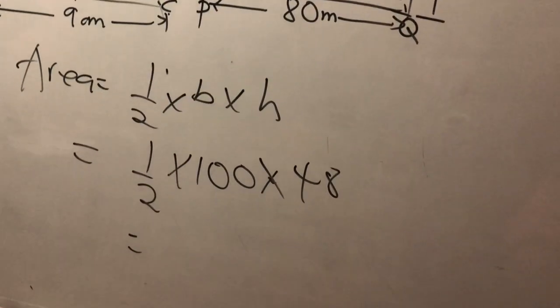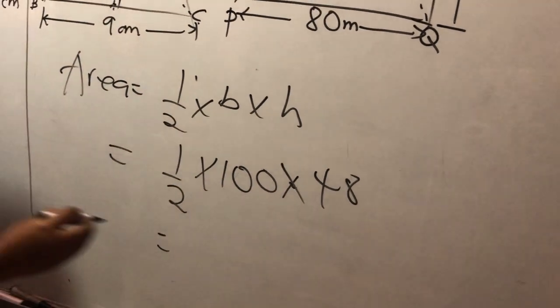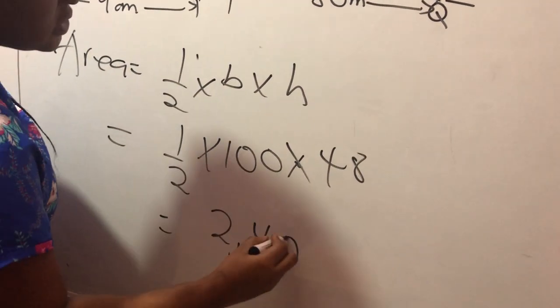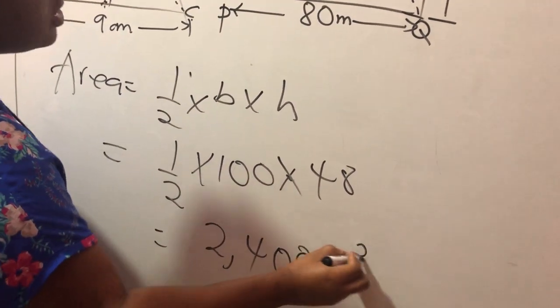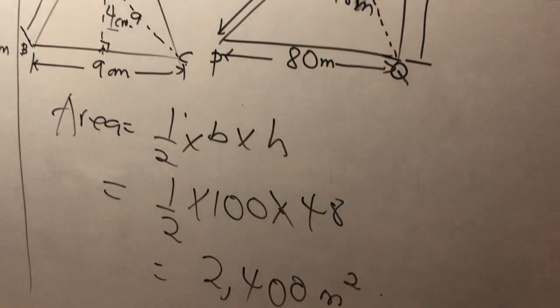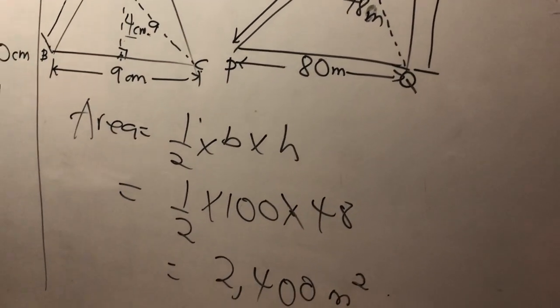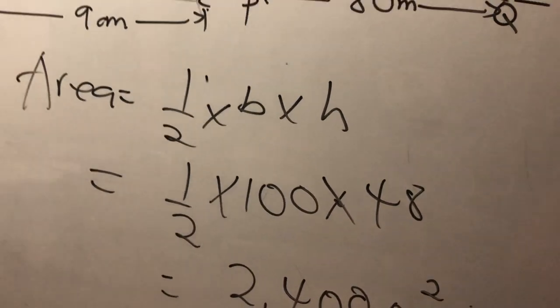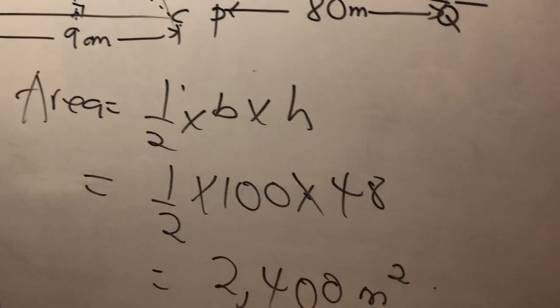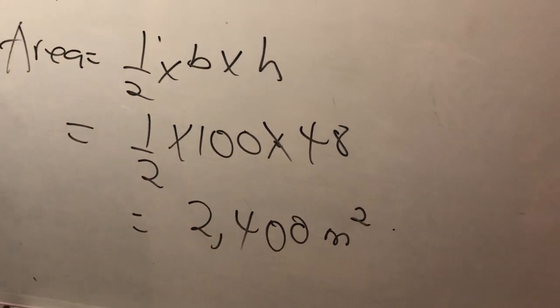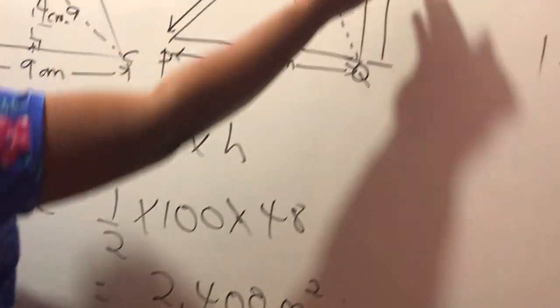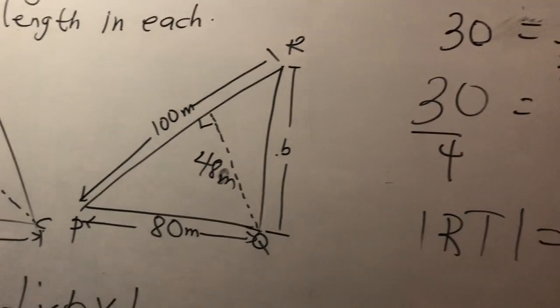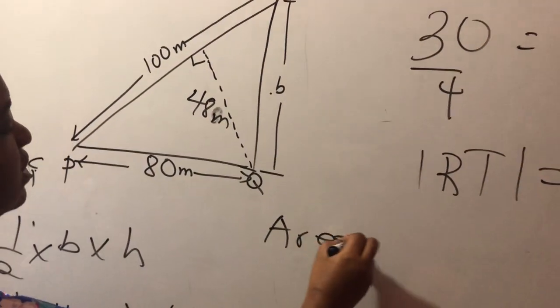So in all, I'm getting 2,400 meters squared for the area of this triangle. Okay, so now I have my area. I can equate it to what I do not have. So I come down and write what? Area is equal to what?